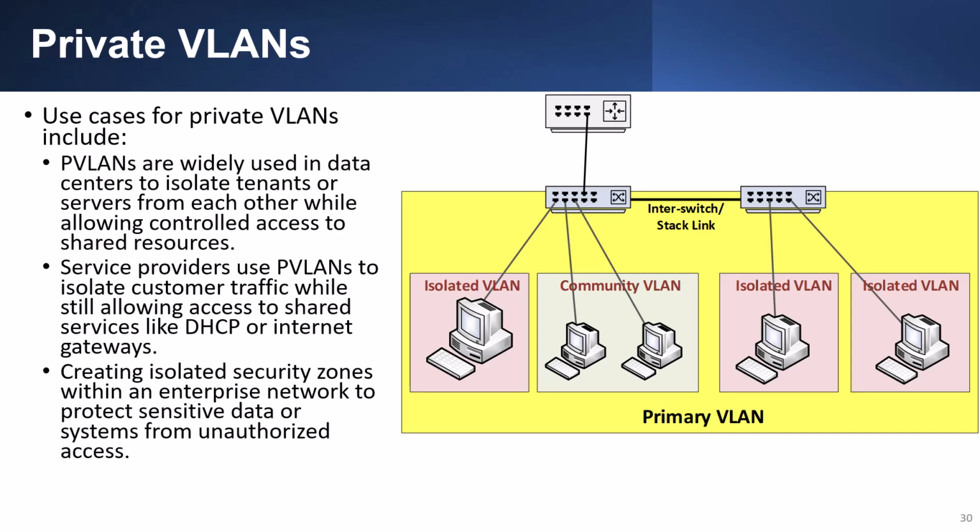Use cases for private VLANs include: PVLANs are widely used in data centers to isolate tenants or servers from each other while allowing controlled access to shared resources. Service providers use PVLANs to isolate customer traffic while still allowing access to shared services like DHCP or internet gateways, and creating isolated security zones within an enterprise network to protect sensitive data or systems from unauthorized access.